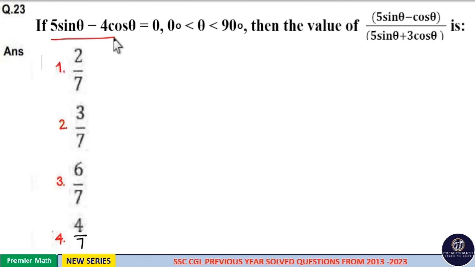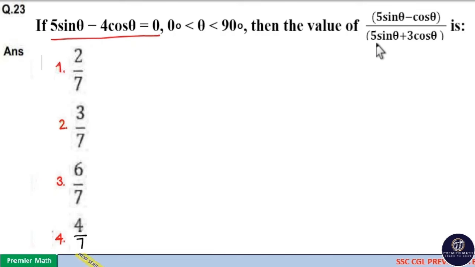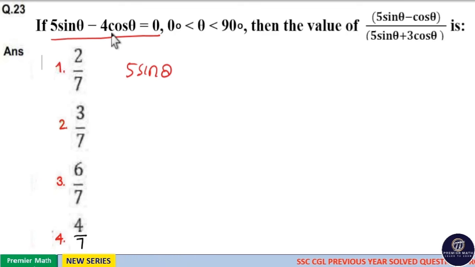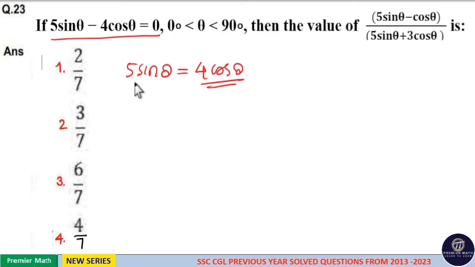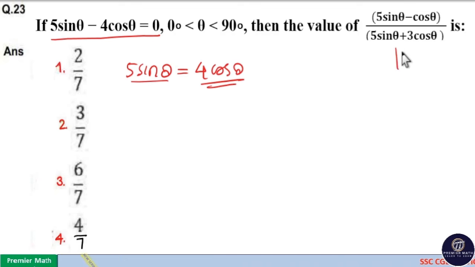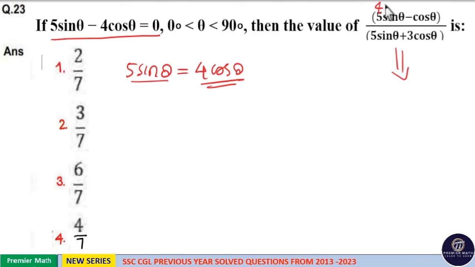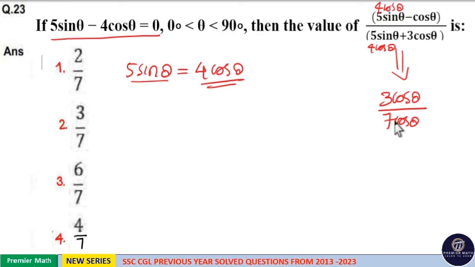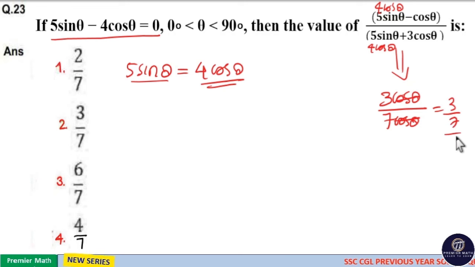If 5 sin theta minus 4 cos theta is 0, then find the value of given term. Here 5 sin theta minus 4 cos theta is 0 means 5 sin theta is 4 cos theta. Then substitute value of 5 sin theta in the given term. So, this term will become, here 5 sin theta is 4 cos theta. So, 4 cos theta minus cos theta is 3 cos theta in the numerator. So, 5 sin theta is 4 cos theta means 4 cos theta plus 3 cos theta is 7 cos theta in the denominator. Cos theta cancel, 3 by 7 is your answer. So, option 2 is your answer.